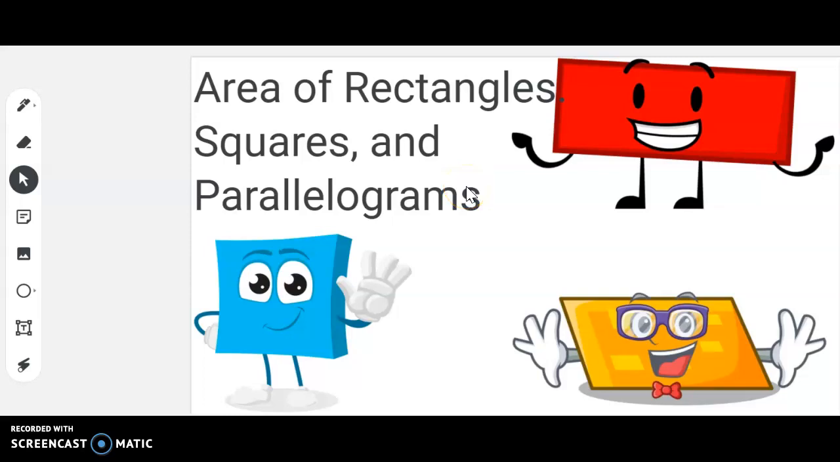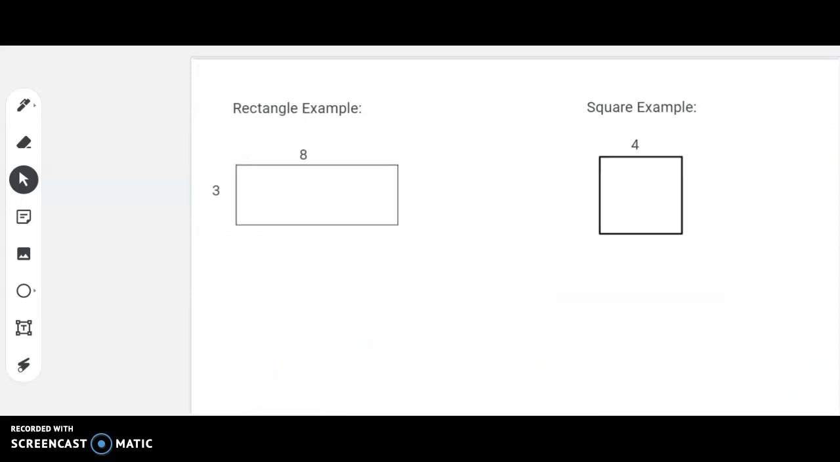Alright, today we're going to be looking at the area and perimeter of rectangles, squares, and parallelograms. Remember, area is the space contained within the shape, and perimeter is the distance around the shape. So if we take a look at our examples, we have our rectangle. The area is equal to length times width. And our perimeter is equal to 2 lengths plus 2 widths.